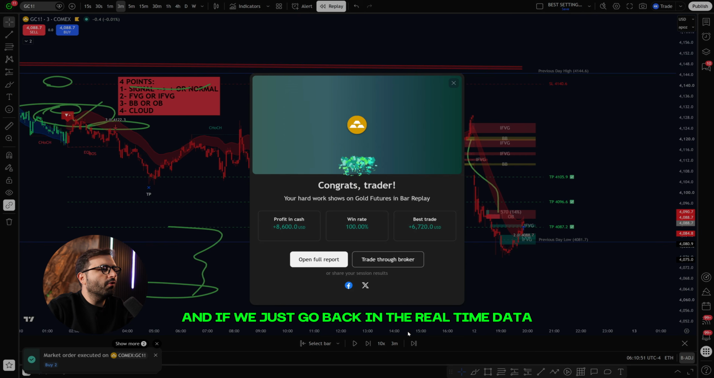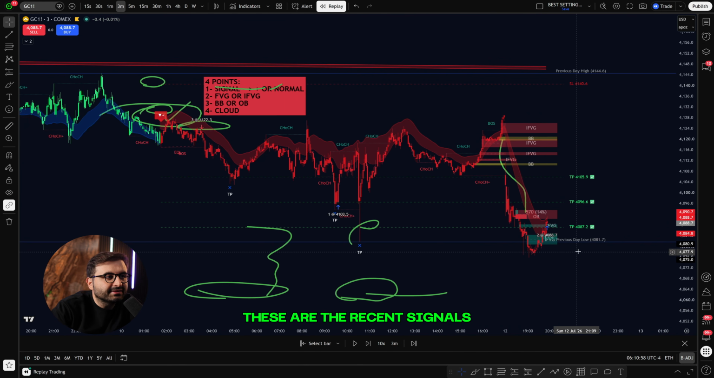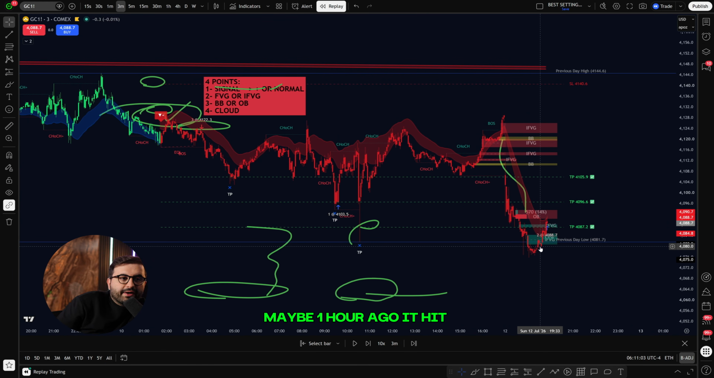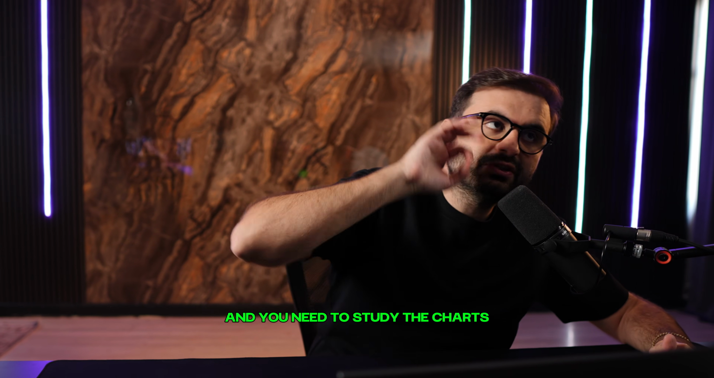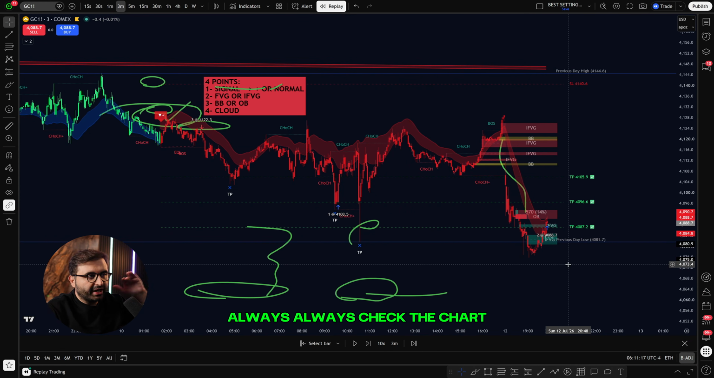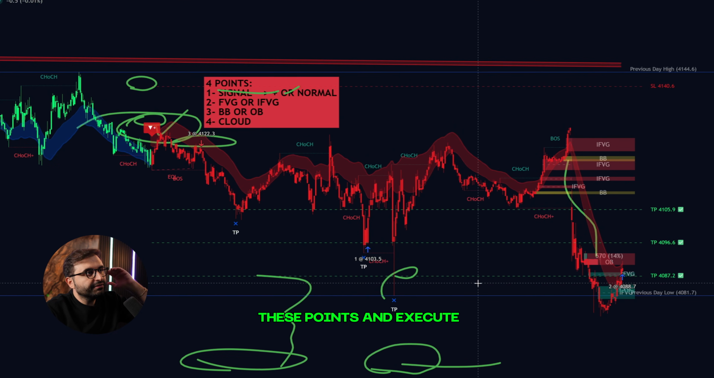And if we just go back to the real-time data, you will see that we are not cherry picking. These are the recent signals. It just happened. I don't know how many minutes, maybe 1 hour ago, it hit the previous day low. Is it hard to do? No. What you need is patience, and you need to study the charts, okay? Always, always, always check the chart. Find the levels, confirm with these points, and execute.